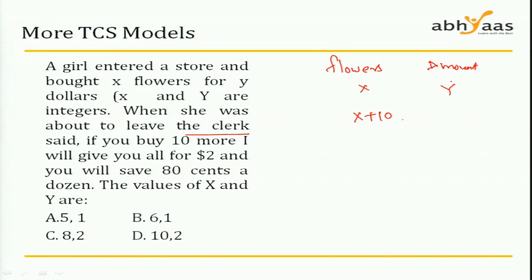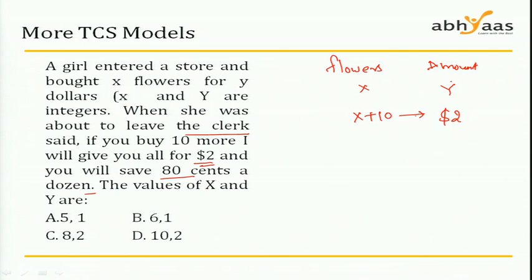that means he's asking her to buy X plus 10, I'll give you all for $2. So X plus 10, he's saying that he'll be giving it for only $2, and you will save 80 cents a dozen. That means per dozen, she'll be saving 80 cents if she buys X plus 10 flowers for $2. Now I'm not going to solve this question.